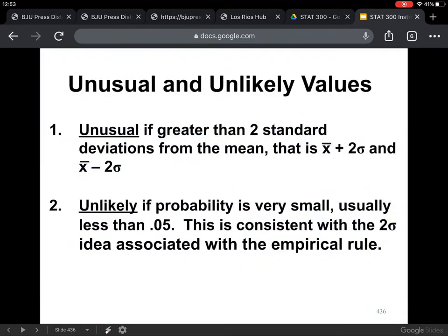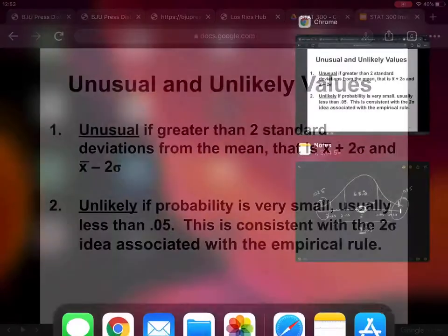Okay, so that's the rare event rule. Along the same lines, unusual or unlikely values. Unusual values happen or are greater than 2 standard deviations away from the mean, so above or below the mean. And unlikely if probability is very small, usually less than 5%. And this is consistent with the 2 sigma idea that's associated with the empirical rule. Let me show you what I mean by that.